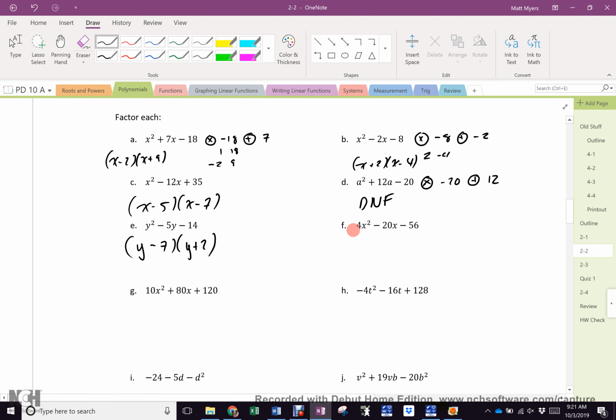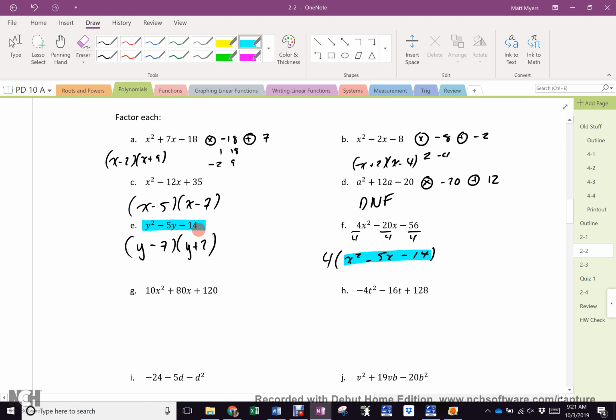What do you see there, and there? Coefficients that share a factor. What is it? 4. So we divide out the 4. Can I forget about that 4? No, I got to leave it there. But now I have x squared minus what? 5x minus what? 14. Now look what I have done for you to make this step easy. Aren't they exactly the same?